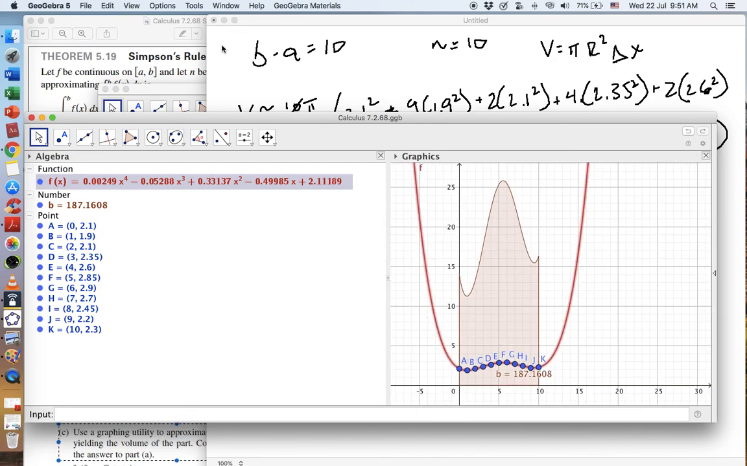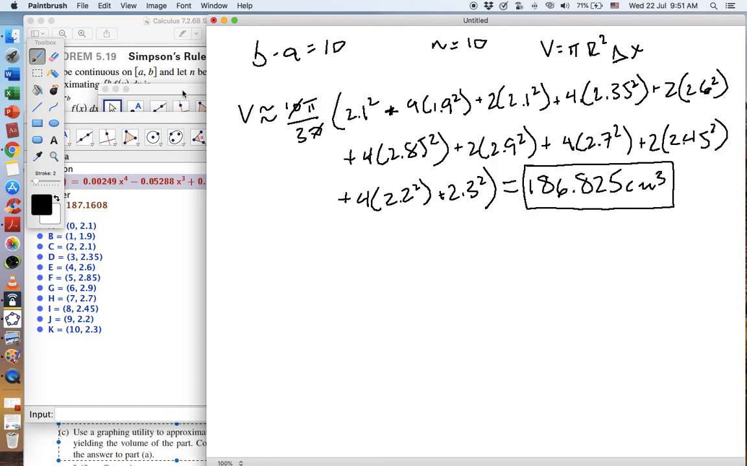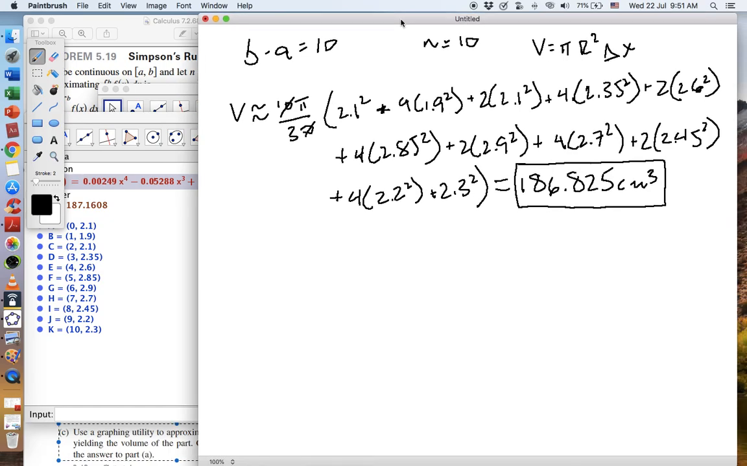All right, so that wraps up our solids of revolution using the washer method. Next time, using the disk method. Next time I'll probably look at the washer method.